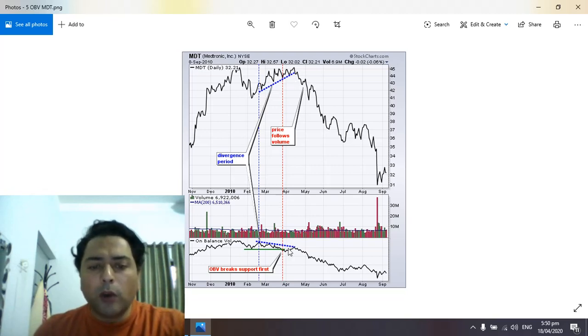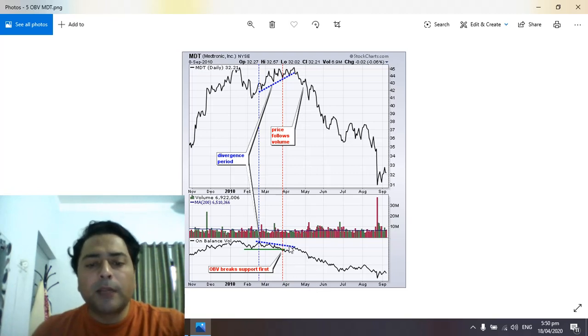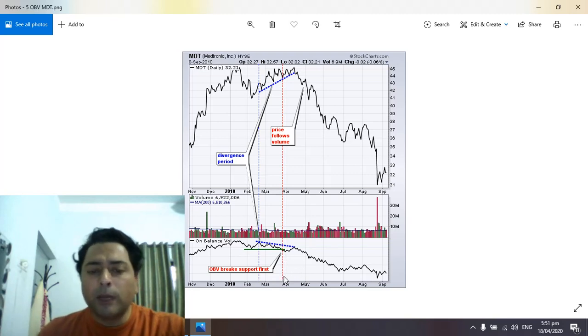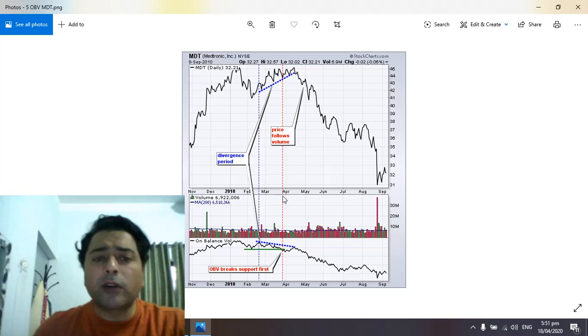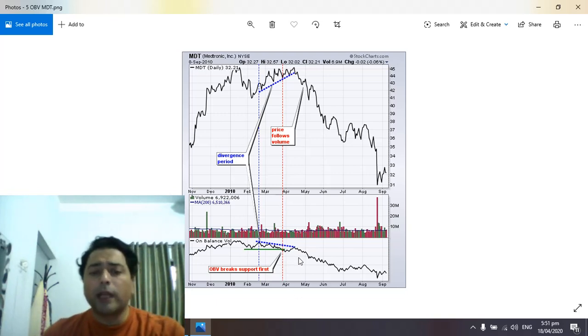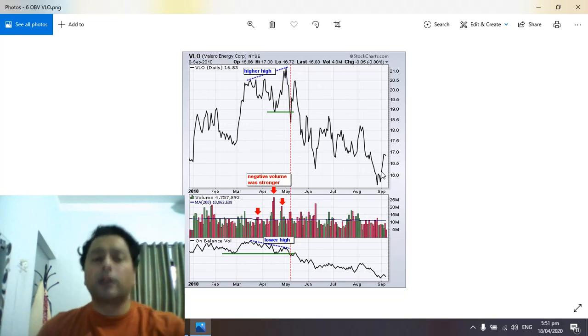So OBV and the price chart were divergent, and that was followed by a downward trend in the price and a breakout in May, preceded by the OBV breakout in April. So there was a one month lag in the price, which shows that if you had taken a decision to short Medtronic in April based on the OBV signal, you would have made a lot of money, because the price moved from $44 to $32, almost a $12 fall.